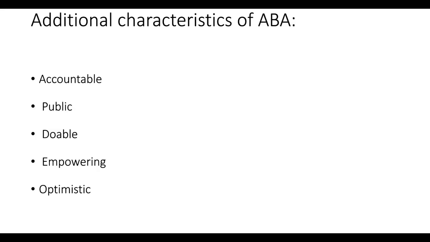The second one is public. Everything is straightforward, explicit to the public. There's no metaphysical explanations or something like that. Doable: when you're working with different kinds of people and different professionals, you're able to ask them to do things like collecting data or doing applied behavior analysis or intervening in some way. Your requests have to be doable to them and very simple and clear.